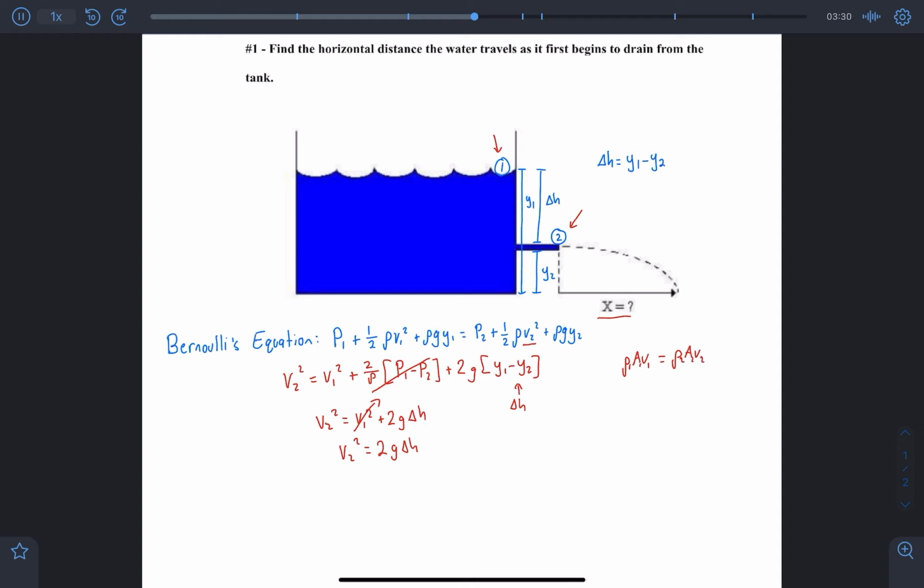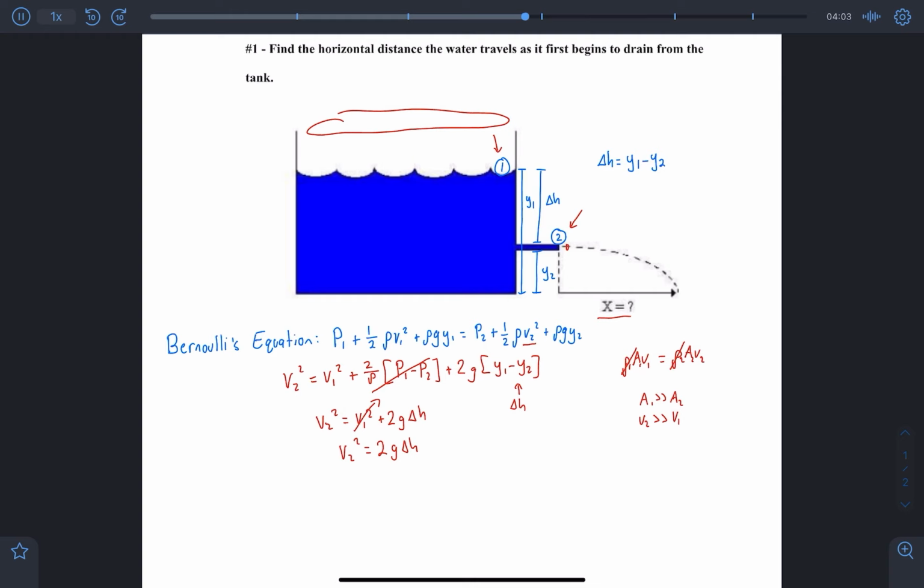And so if we look at the areas, the area at point 1 is this large area where the water's draining from. And so that's a pretty big area. And then we've got a small little area at the exit of the spout, which is our area 2. And so because our area 1 is so much greater than our area 2, and our densities are equal because it's water, so we cancel those out, we can assume that our velocity 2 is significantly greater than our velocity 1. And that's why we're able to cancel out velocity 1 in this equation.